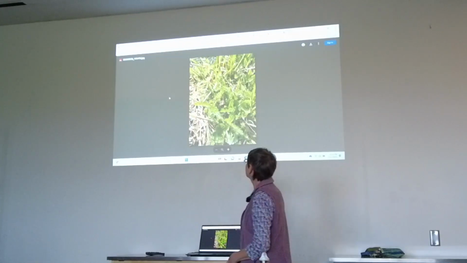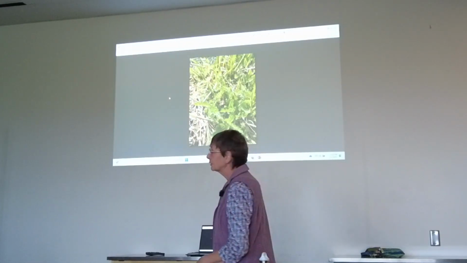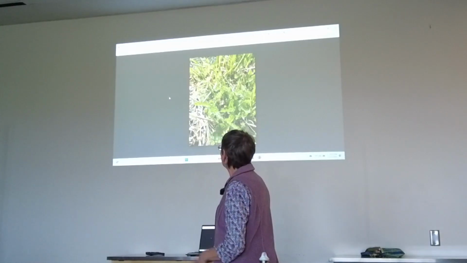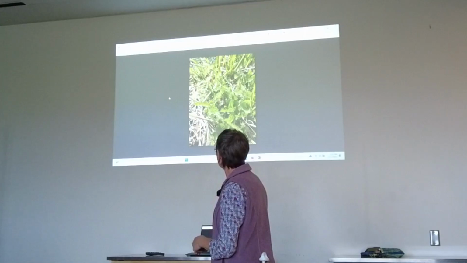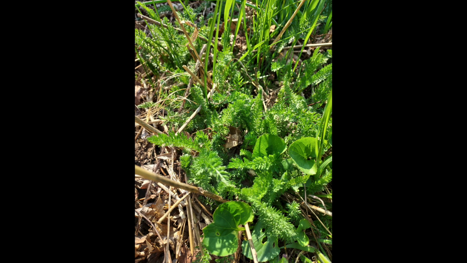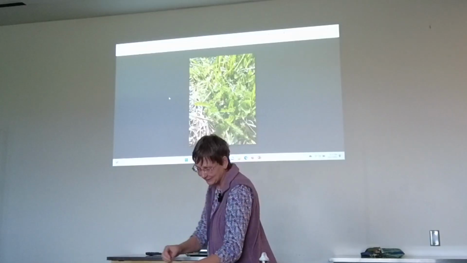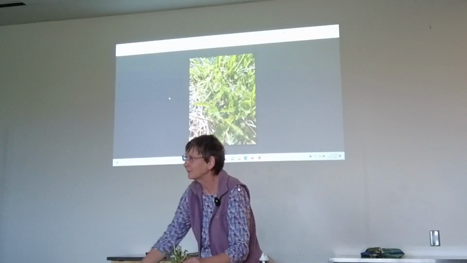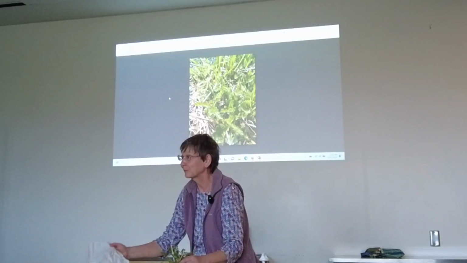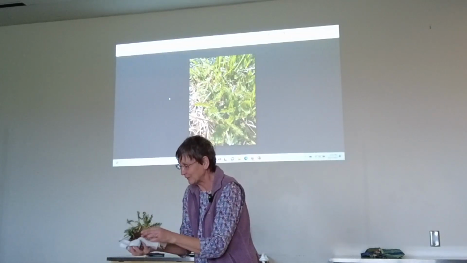Anybody recognize this guy? Well, there are two plants in there. Focus on the fuzzy one. There are violets. We'll talk about them both. It is yarrow. Who knows about yarrow? What do you know about yarrow?